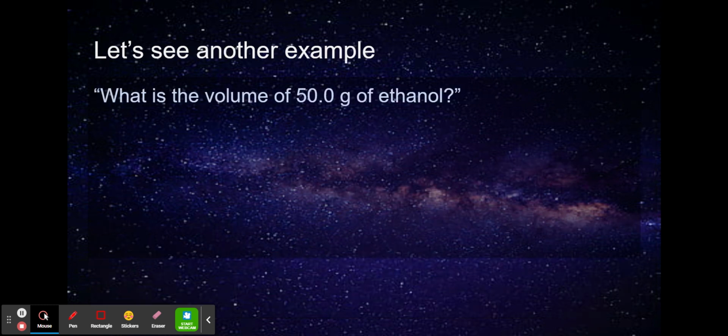Let's see another example. All right, read the problem. What is the volume of 50.0 grams of ethanol? All right, let's make a map. We are given grams, that's mass. We're asked for volume. That means we want to get a quantity in volume units. So let's write grams to milliliters, because ethanol is a liquid. Grams to milliliters. All right, so what is the given? The given is in the problem: 50.0 grams of ethanol.